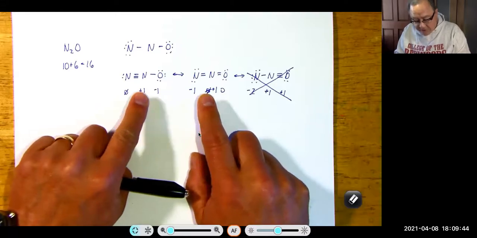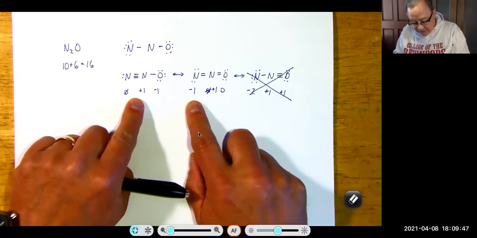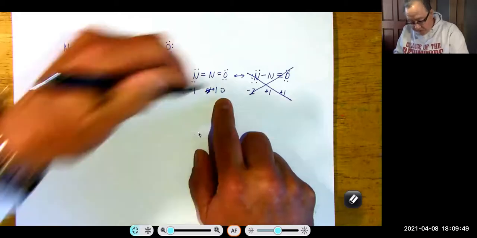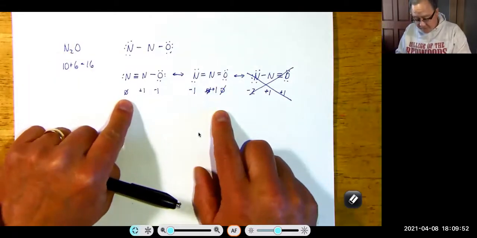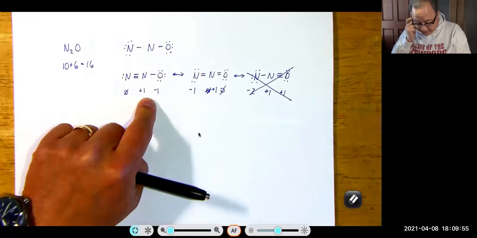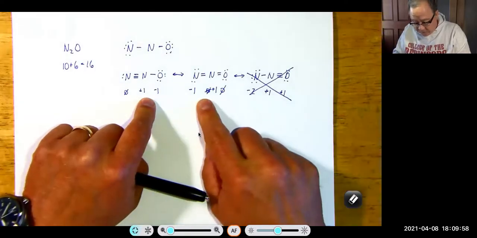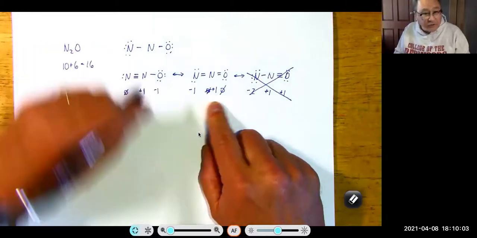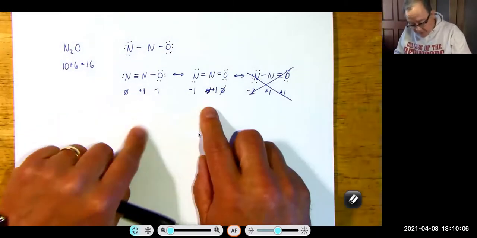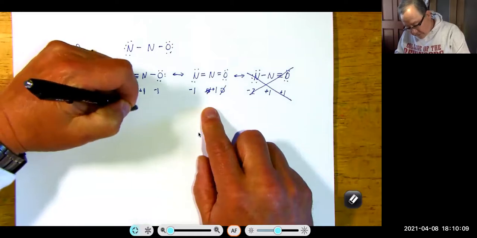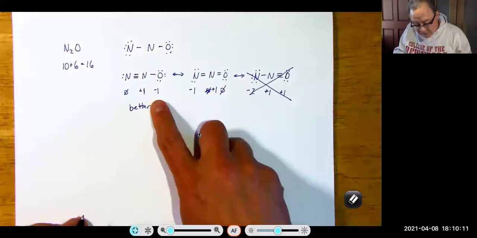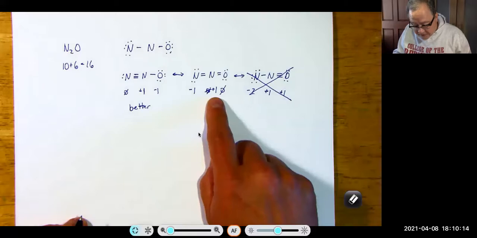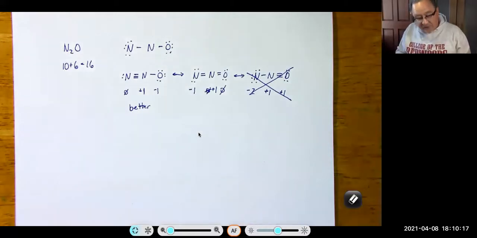But nonetheless, if these two structures are both important, and they're both important because they both only have one formal charge at 0. They both have formal charges that are either +1 or -1, and no -2s or +2s. So they're both important. But we like this one better. And we like this one better because the -1 is on oxygen, and over here, the -1 is on nitrogen. And we always like the resonance structure that has the negative formal charge on the most electronegative atom.